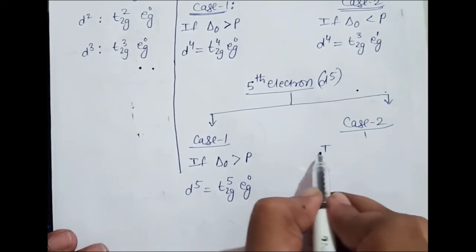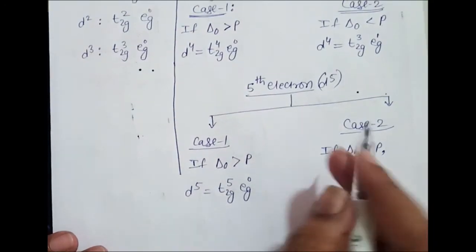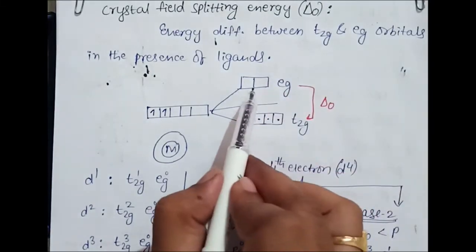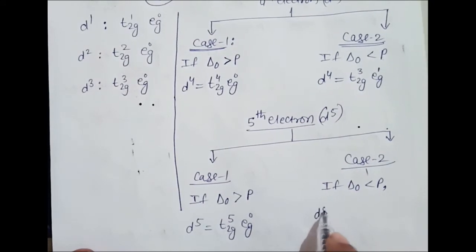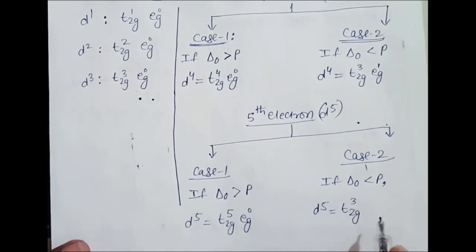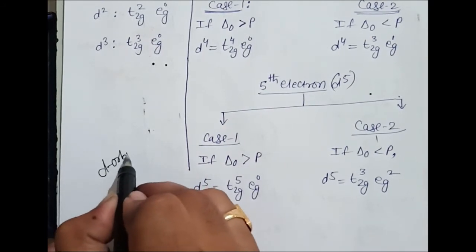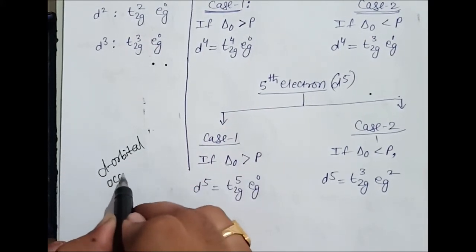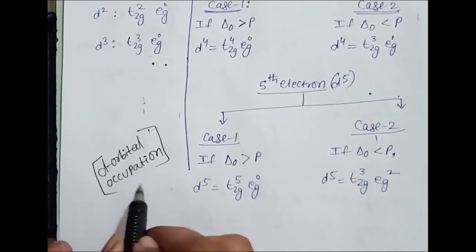But here, if the energy gap is less than the pairing energy, it means the energy gap is very small, so the fourth electron will automatically go here and the fifth electron will also go there. So what will come? d5 is equal to t2g3 eg2. So like this we have to write the d orbital distribution. In examinations they ask, write the d orbital occupation, so we can write the d orbital occupation like this.